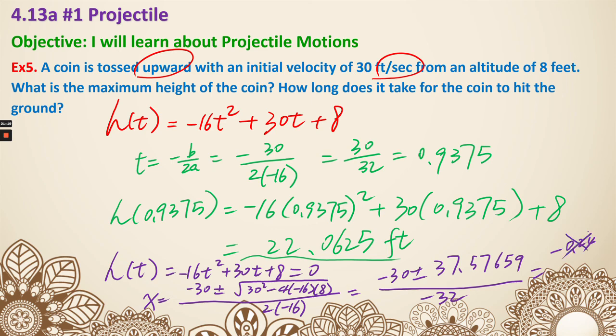So it's going to be negative 30 minus 37.57659, and then divided by negative 32. That is going to give me a positive 2.11 seconds. And that would actually be my final answer. That is everything for example 5. And that's the end of 4.13a. Thank you.